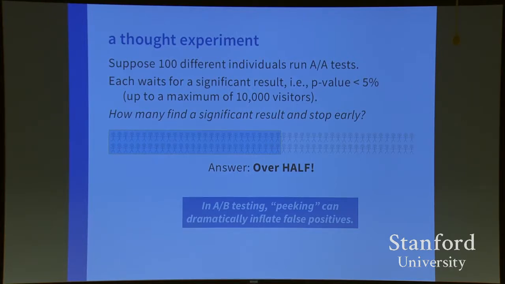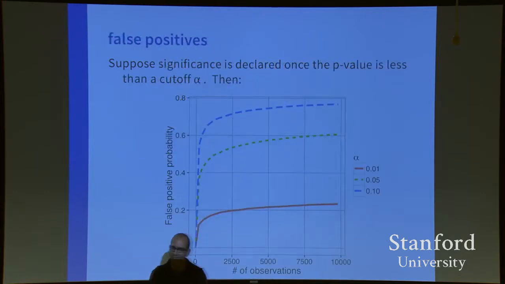The problem is the peeking and then deciding whether or not to continue the experiment on the basis of what you see. It can dramatically inflate false positives, right? And I want to try to help you develop some intuition for why this happens. It's not obvious at all that this should happen. Before I do that, let's just dig in a little into those numbers. How bad can it be?